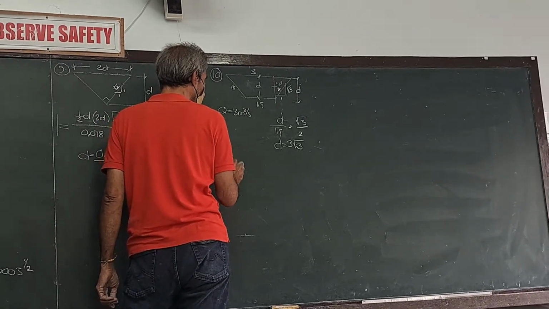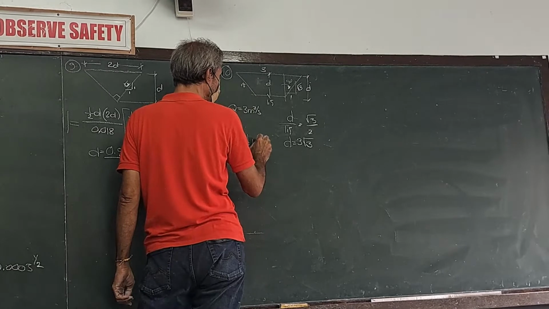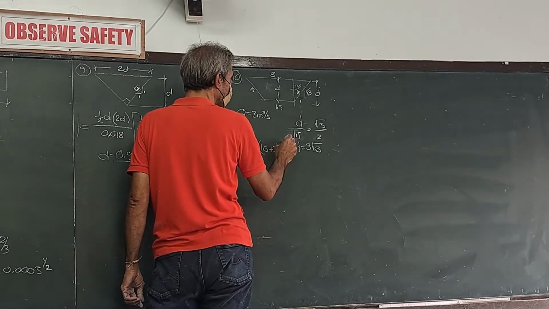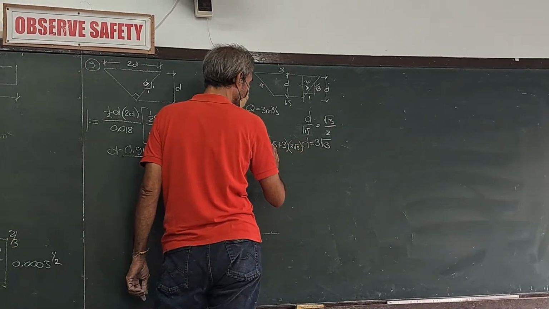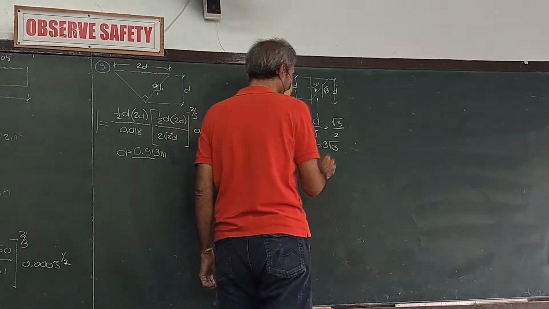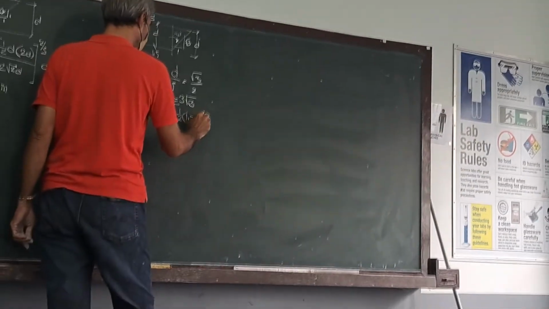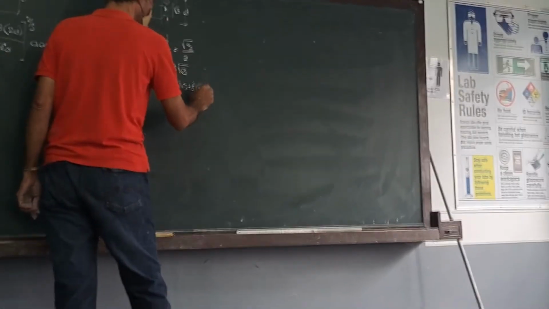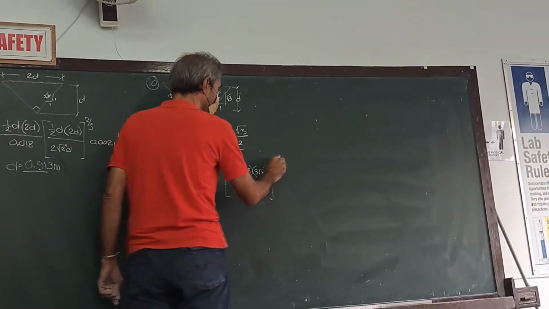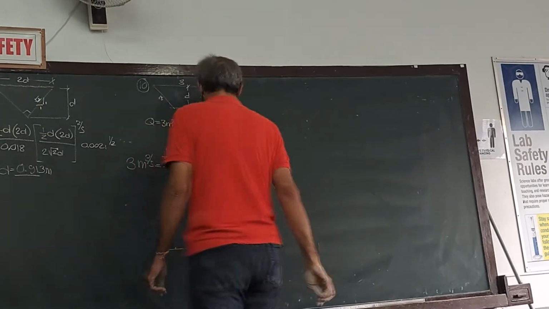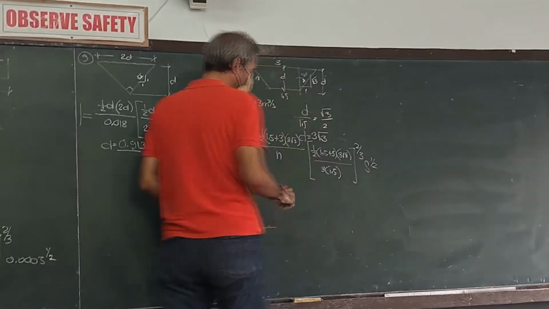So Q per second is equal to area, which is 1/2 (1.5 plus 3) times 3 square root of 3, divided by n. Then 1.5 plus 3 square root of 3 over 3 times 1.5, 2/3, S to the 1/2. Now, where do we put n?